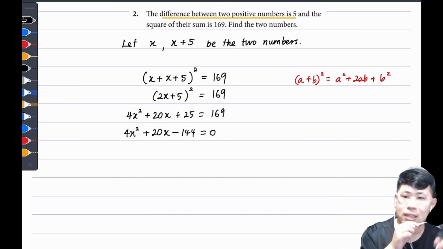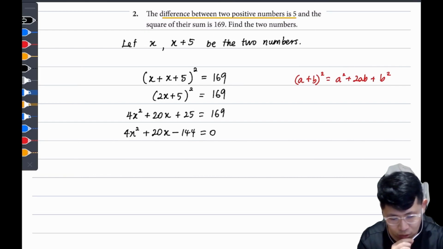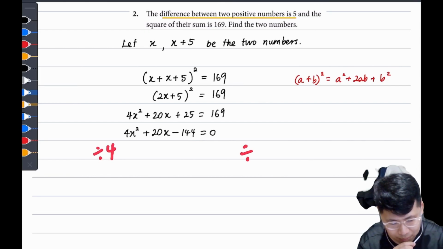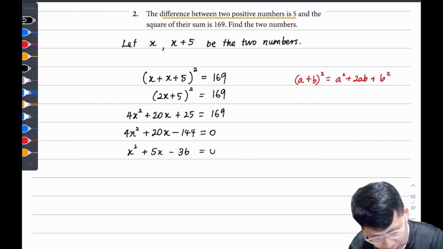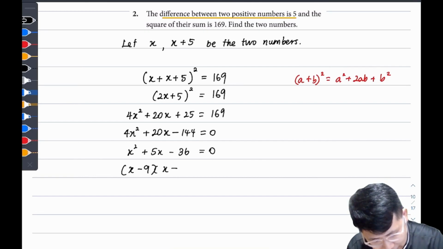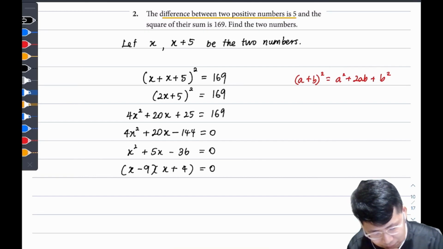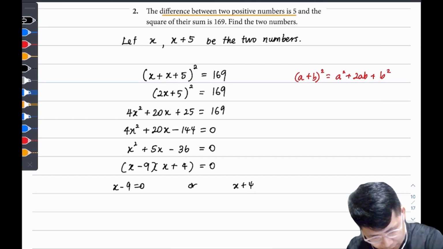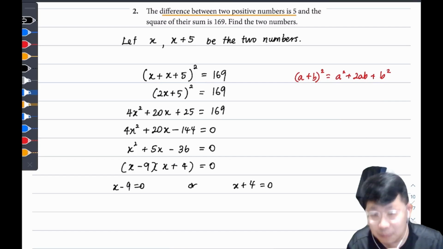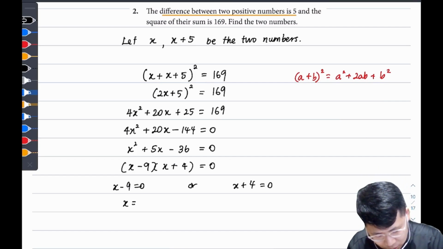Next, 4, 20, 144 are all multiples of 4. So on the left, let me divide by 4, and on the right, let me divide by 4. So 4x squared divided by 4, 20 divided by 4, 144 divided by 4, to get this. When we factorize, we have x minus 9 and x plus 4. So x minus 9 equals 0, or x plus 4 equals 0. So x equals 9 or x equals negative 4.